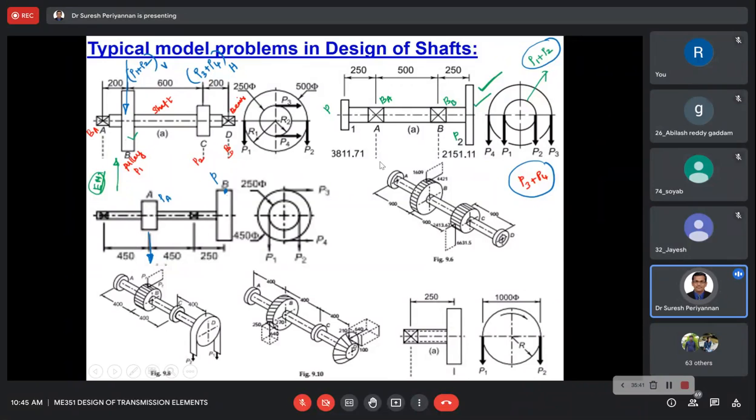Now, the shaft is not only connected to a pulley. The shaft may be connected to a gear also. When a gear is connected, we should know the tangential load and radial load. In this case, here 1600 Newton, and for example another load of 4421 Newton is acting. Which one is the tangential load? Which one is the radial load? Anyone, please tell me that.